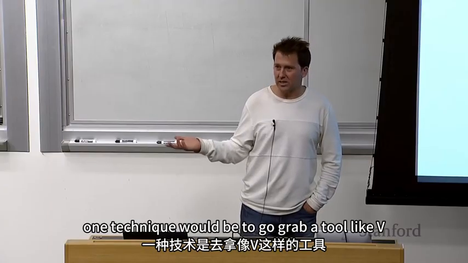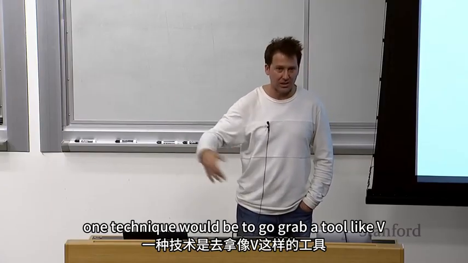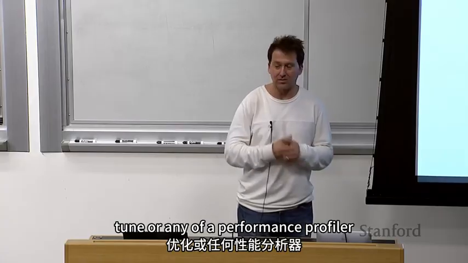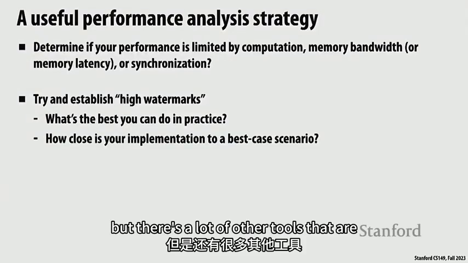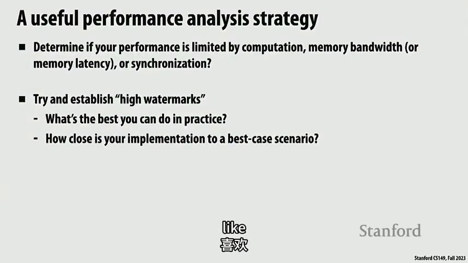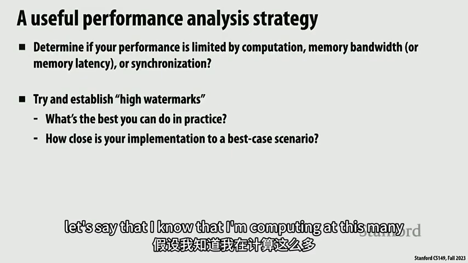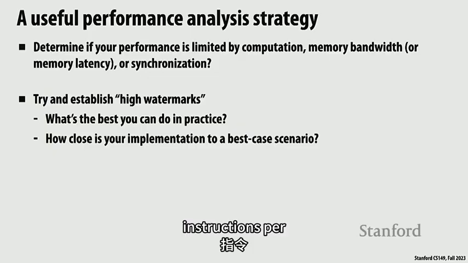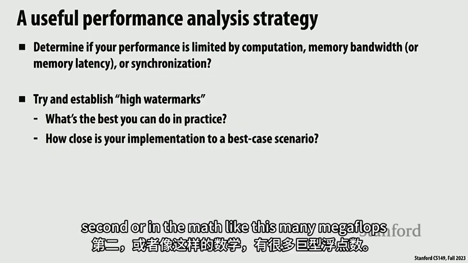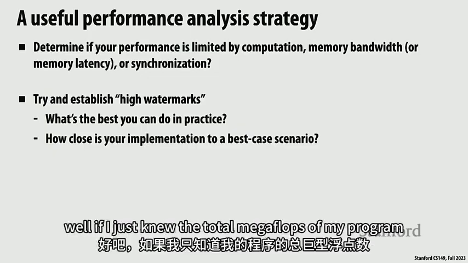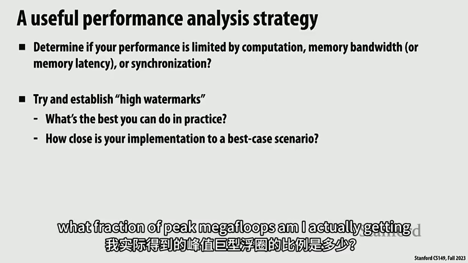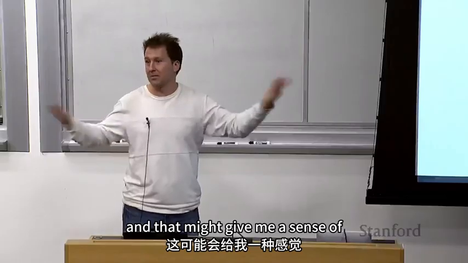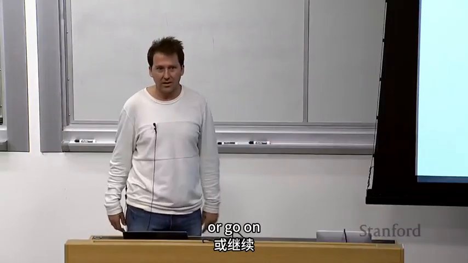So, one technique would be to go grab a tool like VTune or any performance profiler, and it might just tell you. But there's a lot of other tools that are kind of interesting. Let's say that I know that I am computing at this many instructions per second, or in the math, this many megaflops. Well, if I just knew the total peak megaflops of my computer, I could ask the question, what fraction of peak megaflops am I actually getting? And that might give me a sense of whether I should keep trying or go on, right?